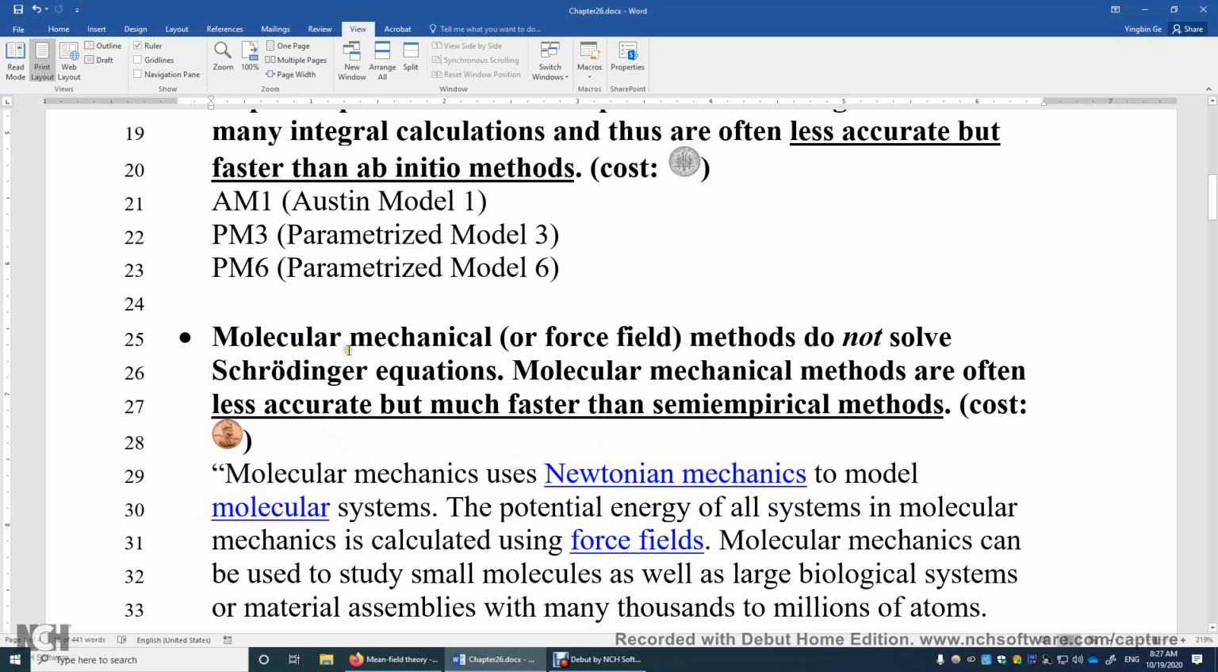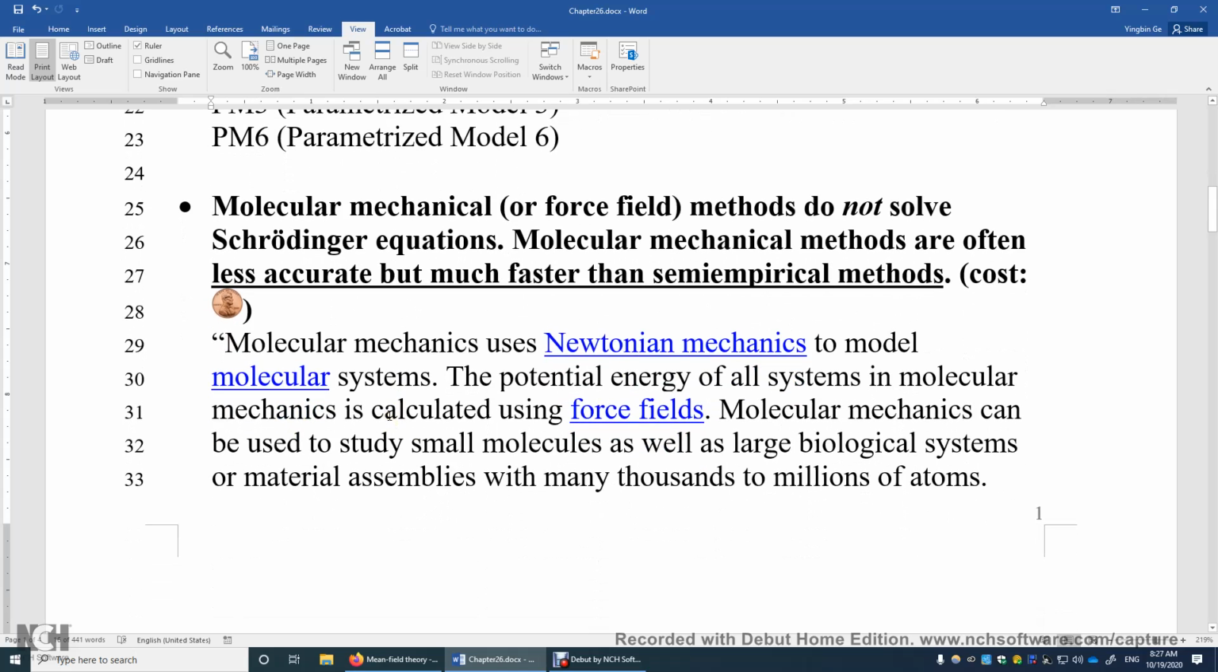So when we use molecular mechanical methods, we treat each atom as a sphere, like in classical physics. Each bond is like a spring. And we allow the bond angle to change. So for example, in water, we allow this HOH bond angle to change by imagining putting another spring between the two OH bonds. So in this case, molecular mechanics uses Newtonian mechanics to model the molecular systems.